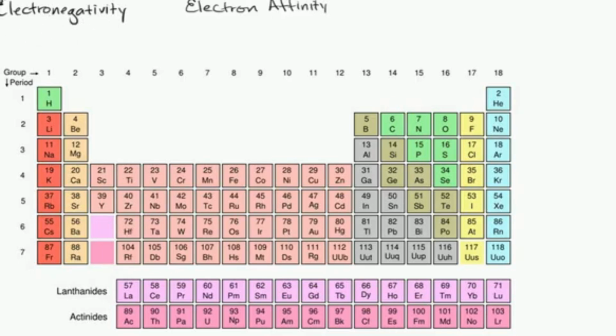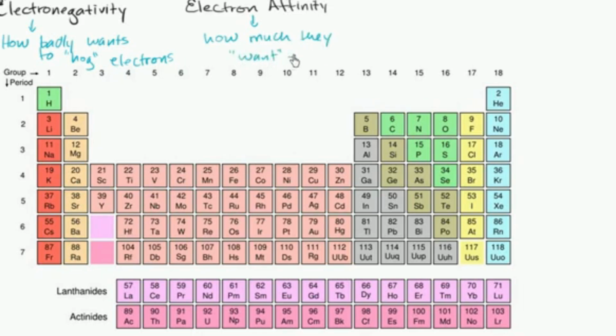So let me write this down. How badly it wants to hog, and this is an informal definition clearly, hog electrons. Keep the electrons to spend more of their time closer to them than to the other party in the covalent bond. And this is how much they attract electrons, or how much affinity they have towards electrons. So how much they want electrons. And you can see that these are very related notions.